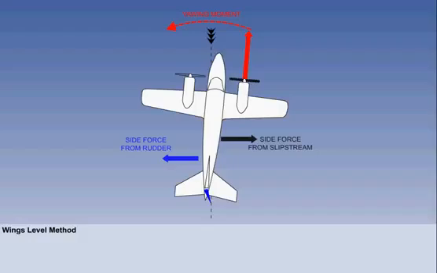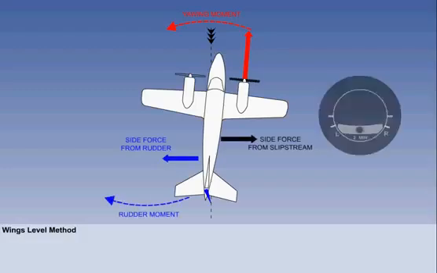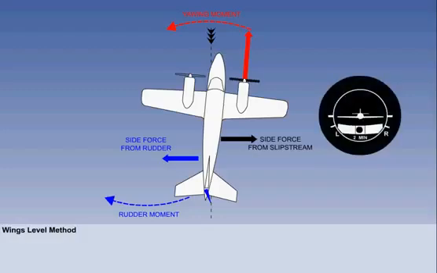Yawing towards the live engine gives a side-slip force on the keel surfaces behind the CG opposite to the rudder. The turn indicator will be neutral, and the ball central. This paradox of asymmetric thrust, where the aircraft is side-slipping but the ball is in the middle, is the exception to the rule of balanced coordinated flight.